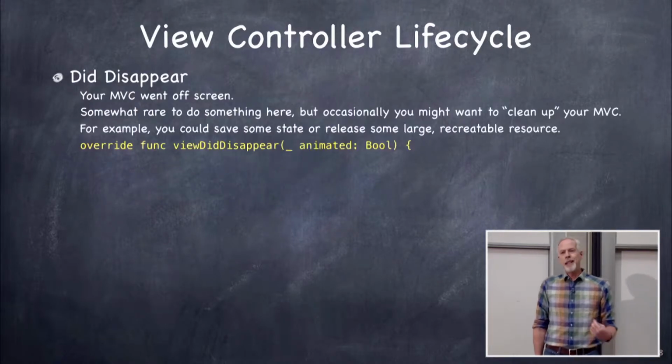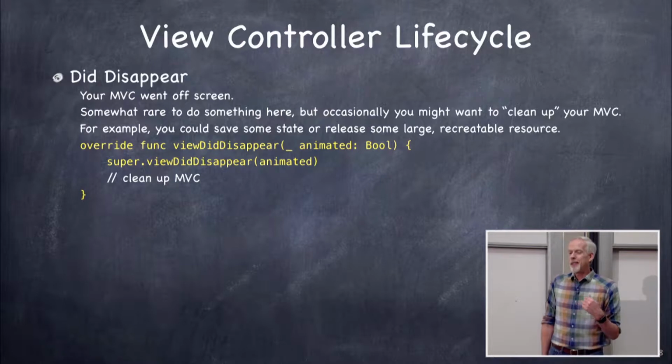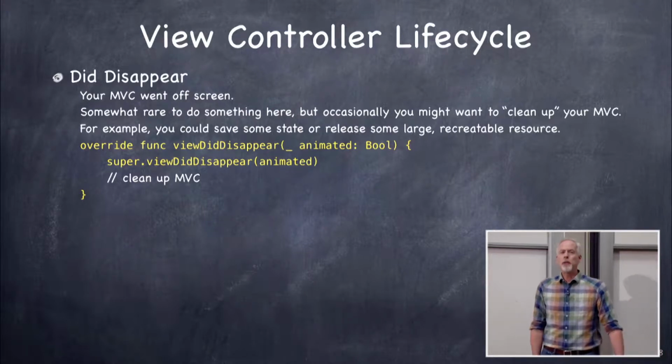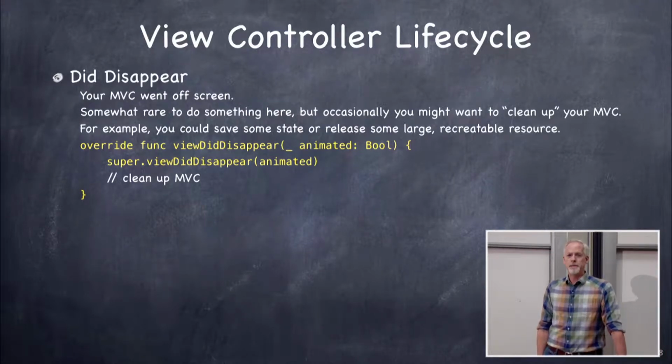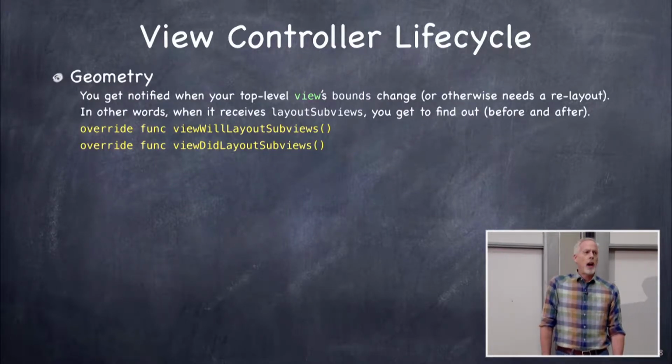And then there's viewDidDisappear. Okay, this one gets sent to you after you've completely disappeared. Usually we don't do much here, but you could imagine maybe cleaning up your MVC here, possibly saving some state or something, but this one is rarely used. Okay. All right. I've said that in viewDidLoad you cannot do geometry.